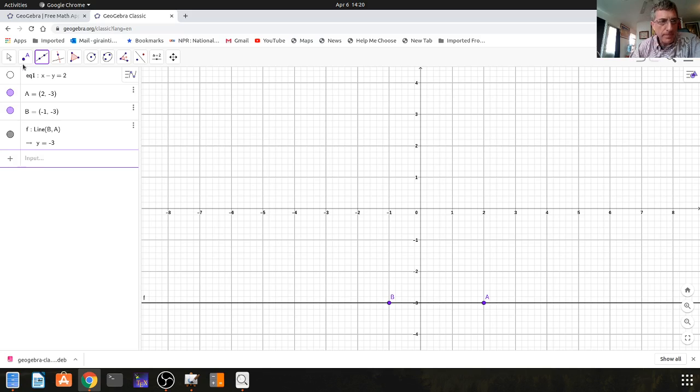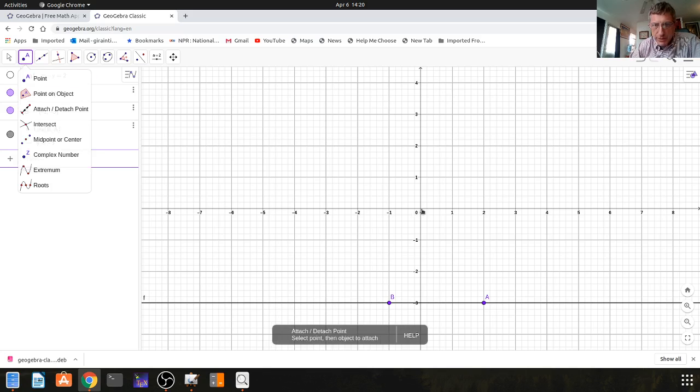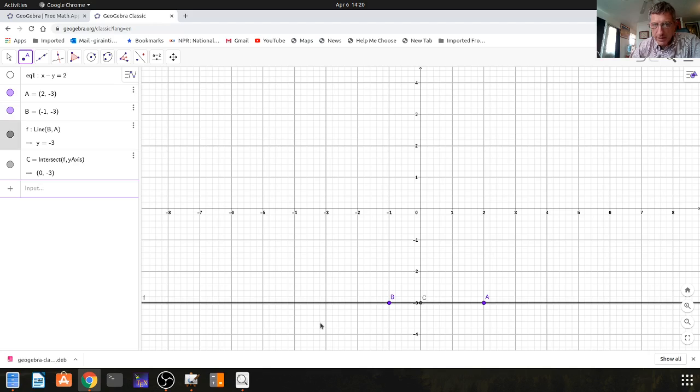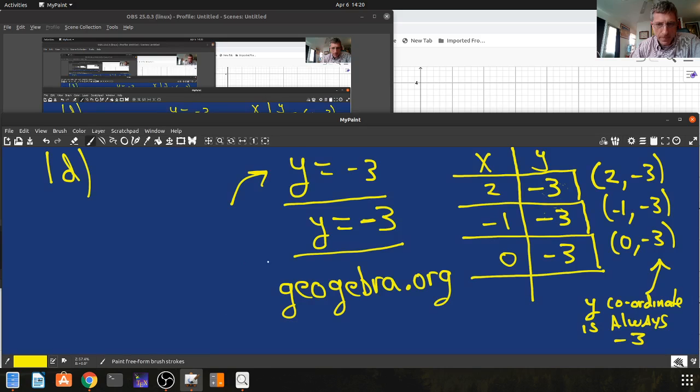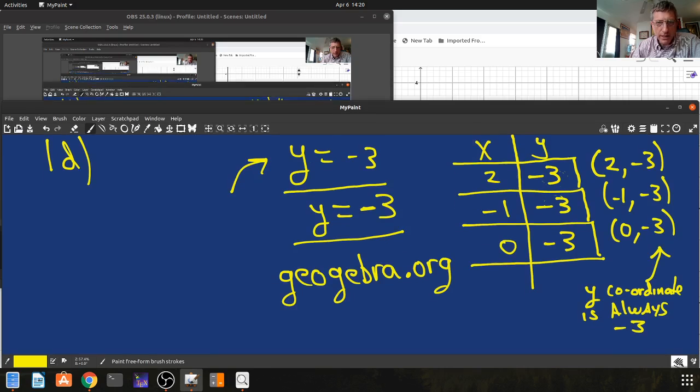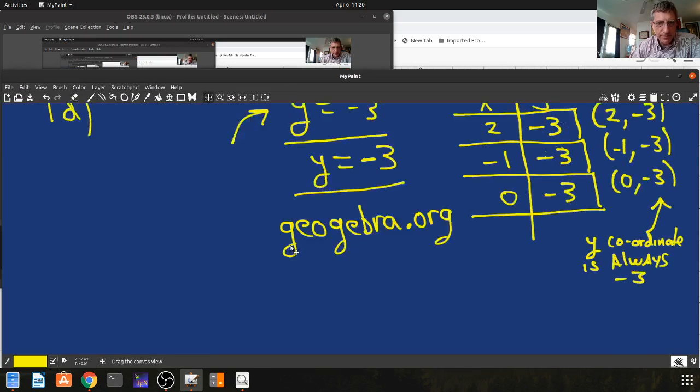X is equal to 0, so this is my 0 line, but y is equal to minus 3. And right there it goes. So I literally have 3 points, all of which lie on a horizontal line. So we just learned something. So what we just learned is the following.